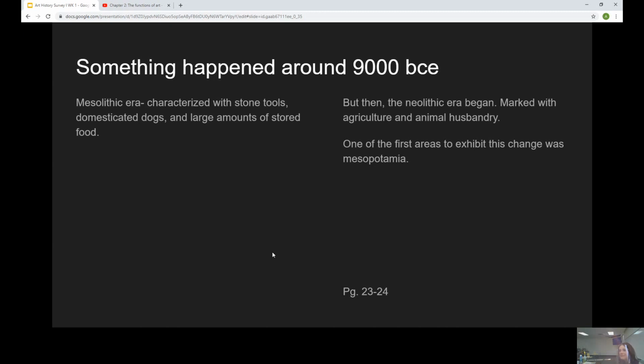And then following this, the Neolithic era begins, and we'll talk about that more on Monday. We're going to kind of start it today, though. It's marked by the agricultural revolution and animal husbandry, meaning livestock. And of course, one of the first areas to exhibit that change is Mesopotamia, which is what Monday's class is dedicated to. Mesopotamia.